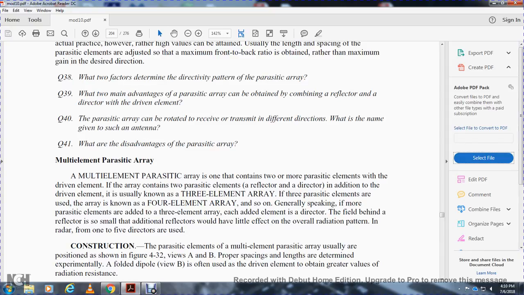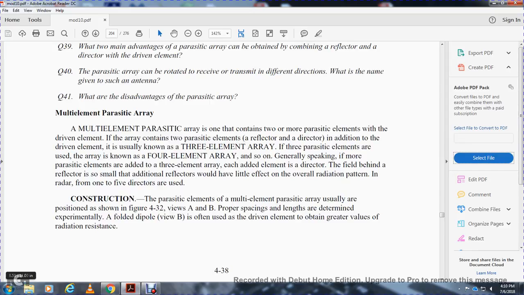The three parasitic elements are usually arrayed, known as a four-element array. Generally speaking, if more parasitic elements are added to the three-element array, each of the added elements is a director. Each added element is a director. The field behind the reflector is a small additional reflector which has little effect on the overall radiation pattern. If from 1 to 5 directors are used.